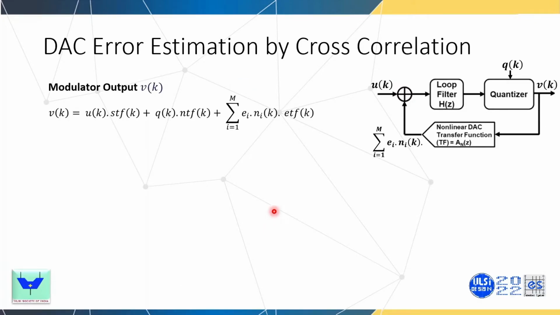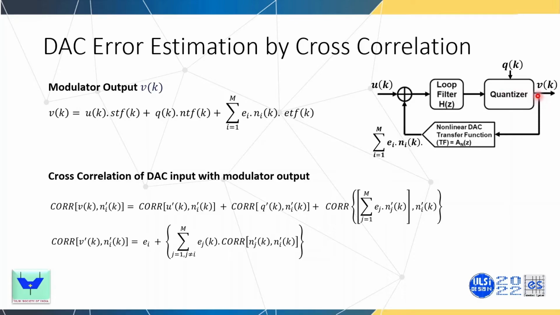So if you look at the modulator output, it is the signal transfer function, and of course the input subject to the signal transfer function, the quantization noise subject to the noise transfer function, plus the summation of the NIKs multiplied by the error and the error transfer function here. So this is what this output is. We have STF, NTF, and this part, these three things here.